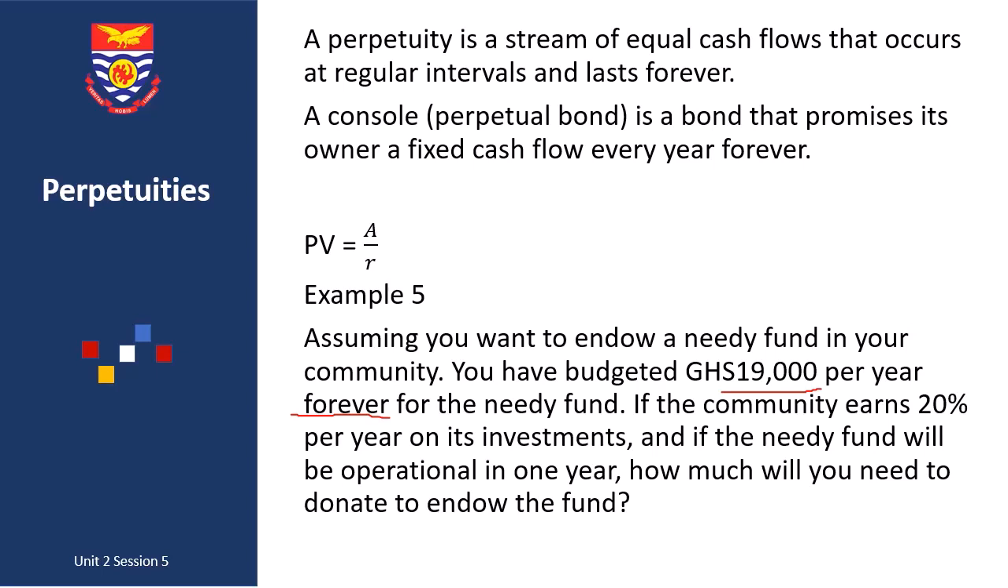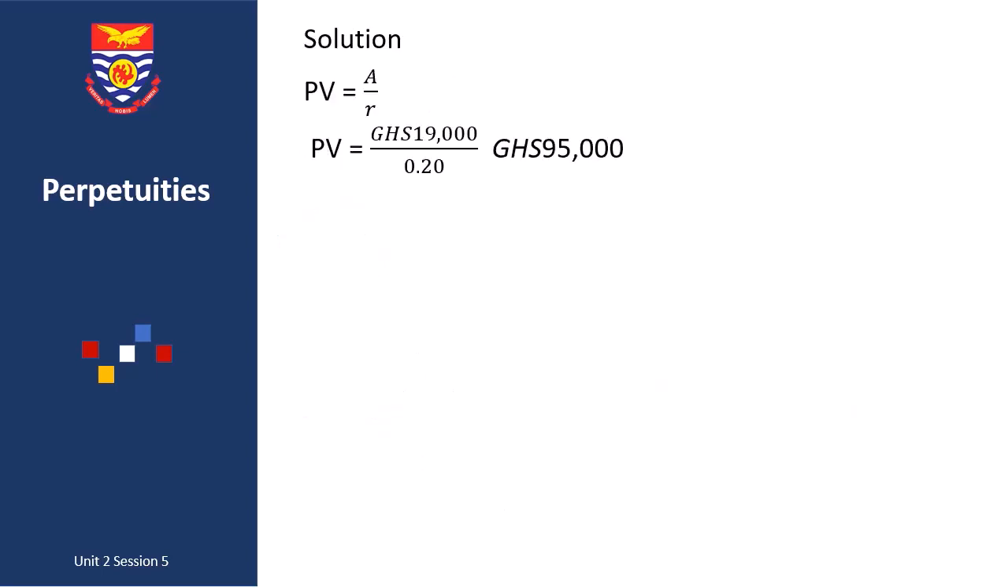Since the fund will last forever, we use the perpetuity formula, which is just here. This is the perpetuity formula. So it's going to be PV is the amount given over the required rate. So we are getting 95,000 Ghana cedis. So this is the amount that you need to donate today to achieve the budgeted amount that you want to get forever.